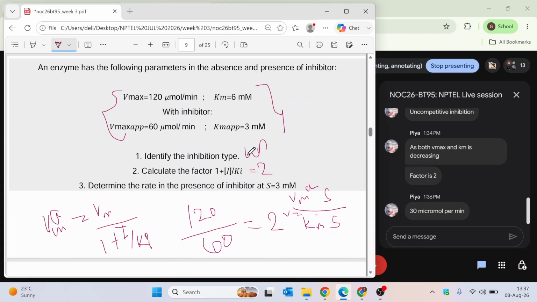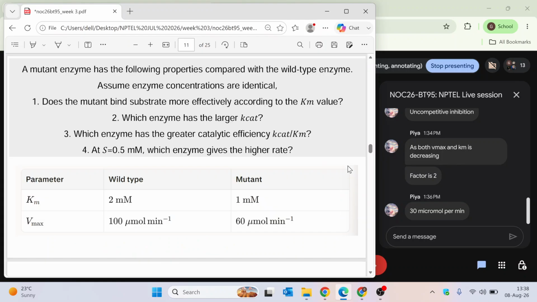So the inhibition type is uncompetitive, the factor is 2, and the rate at S equal to 3 millimolar is 30 micromoles per minute. I hope this is clear. Okay, so the next question.